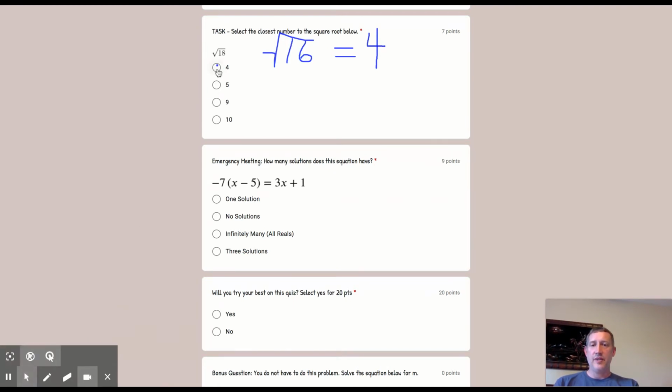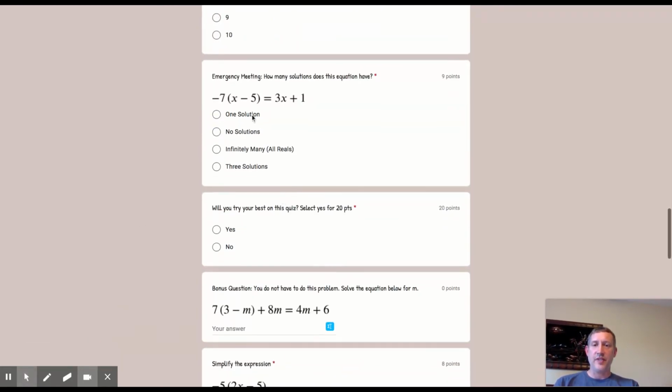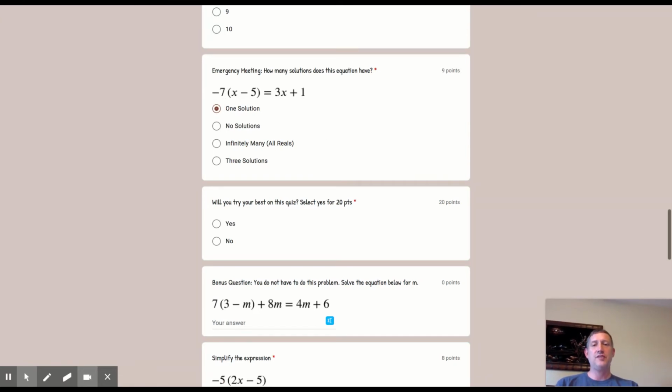And now we're going to look at this. Okay, the first thing we're going to do is distribute. That gives us -7x. But over here we have 3x. So these are different. -7 is different than 3. So there's only one solution because the coefficients are different.